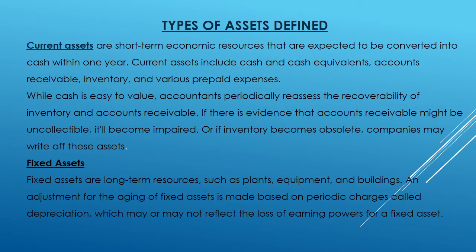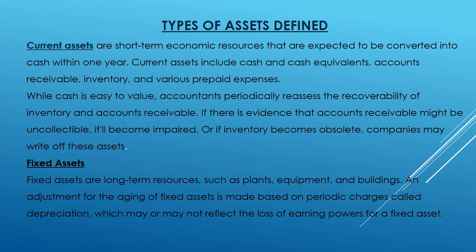Types of assets defined. Current assets are short-term economic resources that are expected to be converted into cash within 1 year. Current assets include cash or cash equivalents, accounts receivable, inventory, and various prepaid expenses. While cash is easy to value, accountants periodically assess the recoverability of inventory and accounts receivable. If there is any evidence that the accounts receivable might be uncollectible, it becomes impaired, or if inventory becomes obsolete, companies may write off these assets.